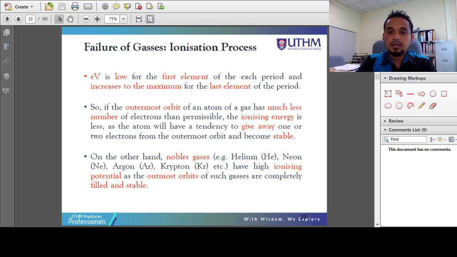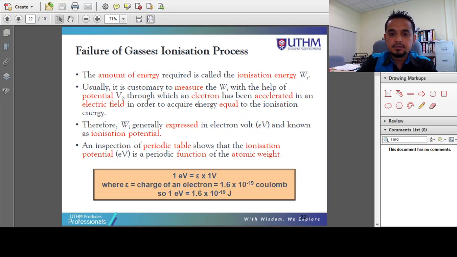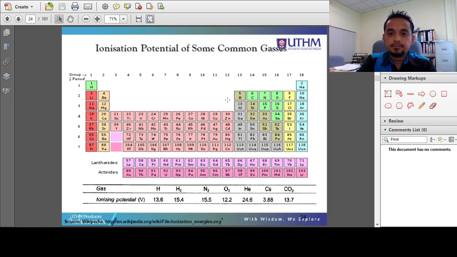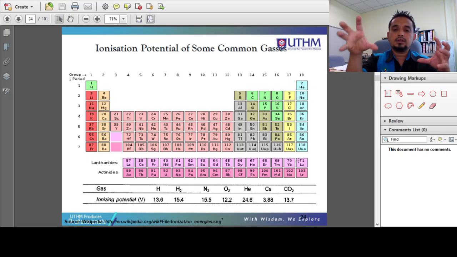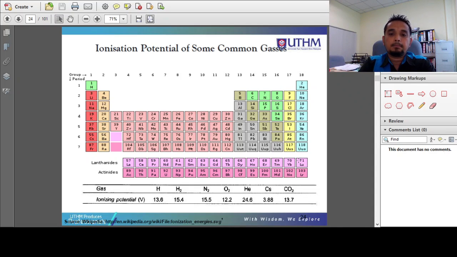For example, we have here 18, with the orbital far away from the nucleus, so the electron within the orbital tends to escape from the atom.